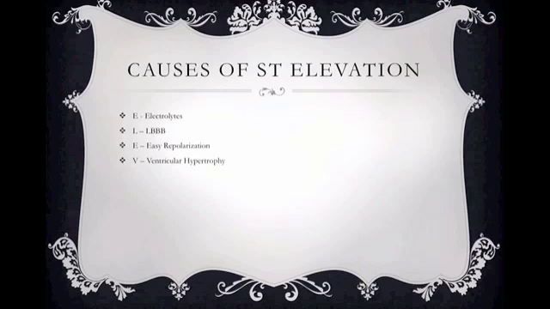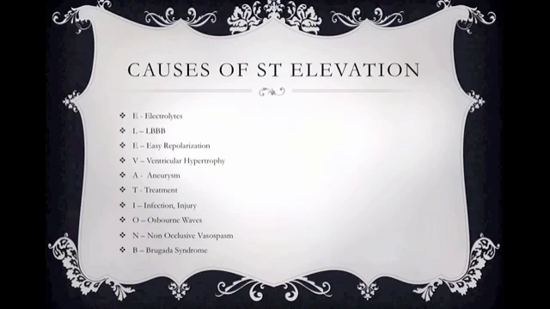Ventricular hypertrophy. We have A for aneurysm. T is for treatment, and we're talking mainly about pericardiocentesis. Infection and injury, which is our pericarditis and our MI. Osborn waves for our hypothermic patients, possibly hypercalcemic patients, and non-occlusive vasospasm. But we've got to throw in a B, because we've got to give Brugada syndrome some love. That's what we're going to go over today.